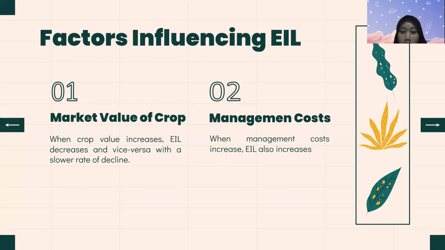Factors influencing EIL. There are 4 factors that affect the EIL. Number 1, market value of crop. When crop value increases, EIL decreases and vice versa with a slow rate of decline.